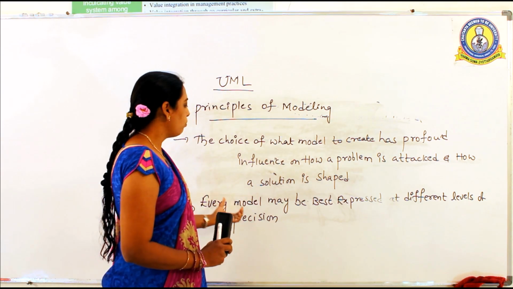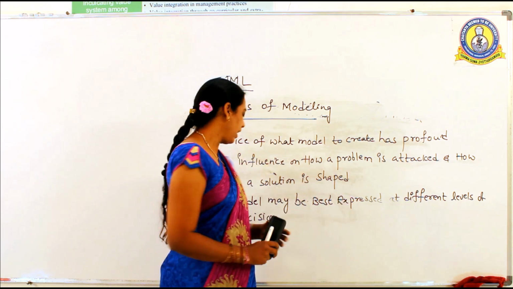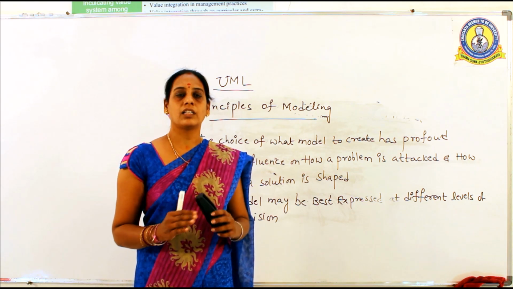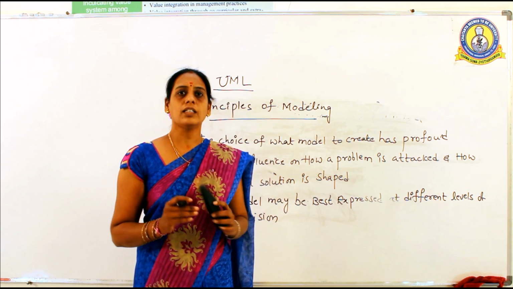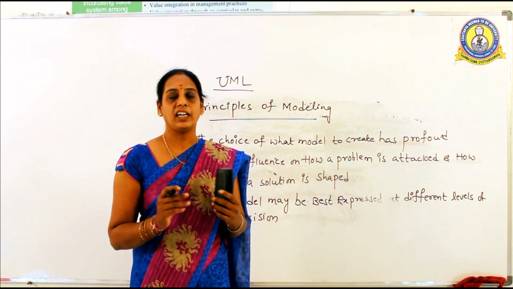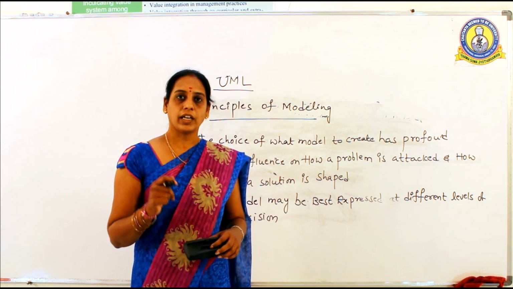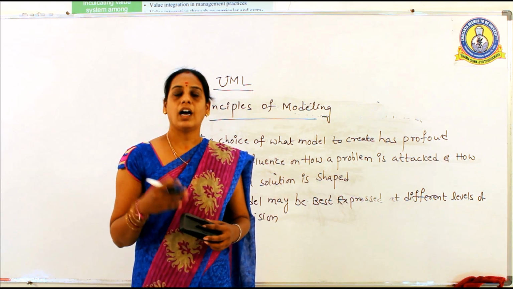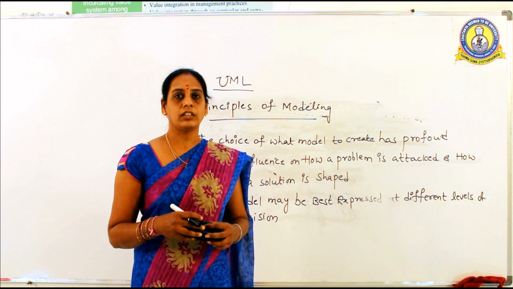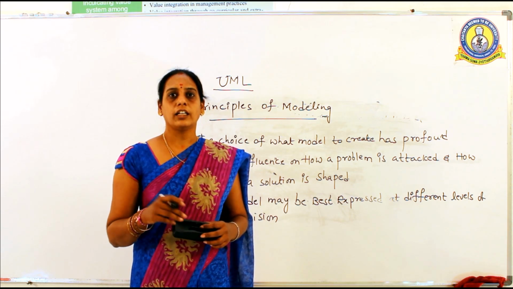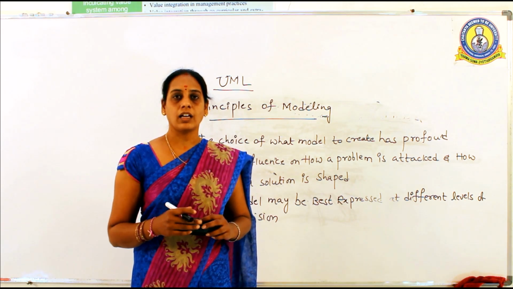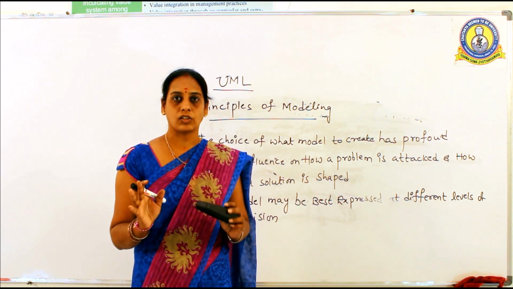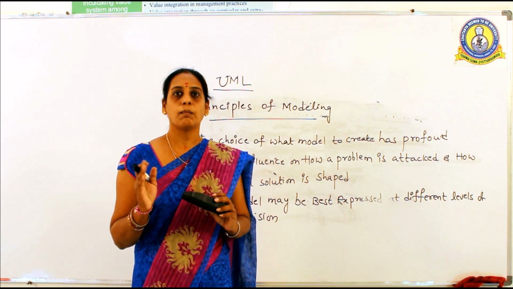Second one, every model may be best expressed at different levels of precision. For example, some models will consist of overall structure and some models will consist of detailed structure. For example, if you take the engineer's plan, suppose the engineer has built a high-rise. He has given the plan for high-rise buildings. In that, you can see how many floors are there and in each floor how many apartments are there. Only that overall structure you can see in that high-rise plan.